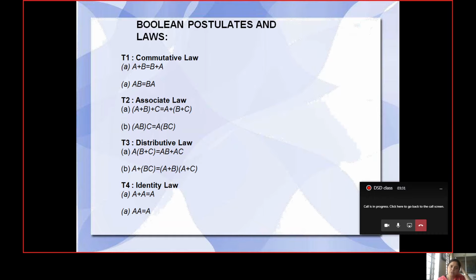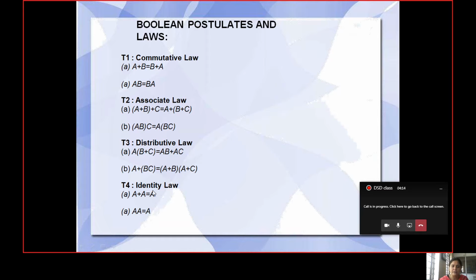Coming to the Boolean postulates and laws, which you have also studied, we use them to reduce a given Boolean expression. Let us have a glance over them. Commutative law: A plus B is equal to B plus A, and AB is equal to BA. Associative law: A plus B plus C is equal to A plus B plus C grouped either way, and AB into C is equal to A into BC. Distributive law: A into B plus C is equal to AB plus AC, and A plus BC is equal to A plus B into A plus C.